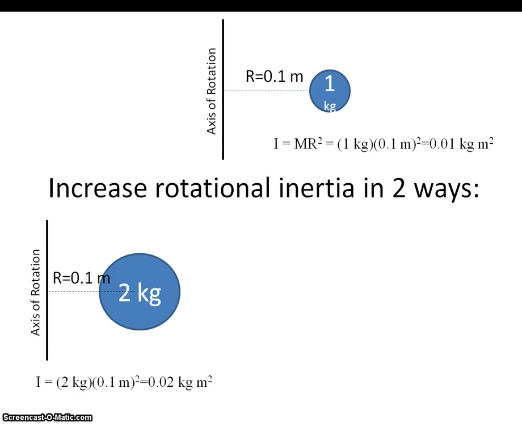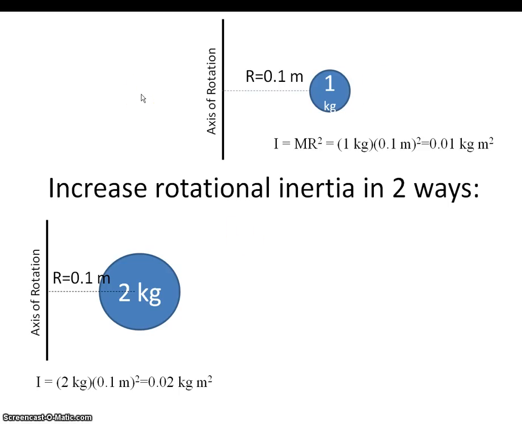And what I've done by doubling the mass is I've doubled the rotational inertia. So an object that would be rotating at a particular omega, if it's a 2 kilogram mass, will have twice the inertia and therefore twice the kinetic energy as the object that's shown up here. Okay, so for the same omega, the 2 kilogram will have twice the rotational inertia and twice the kinetic energy as the 1.